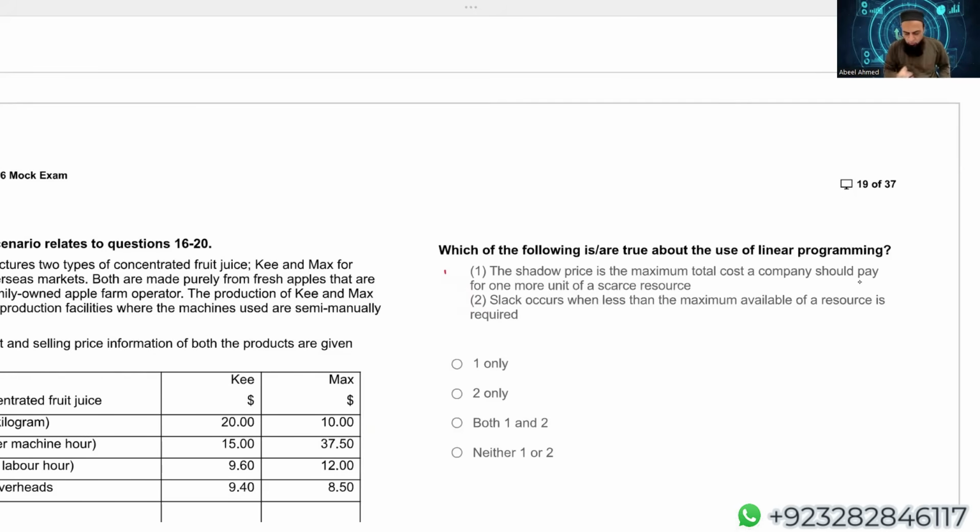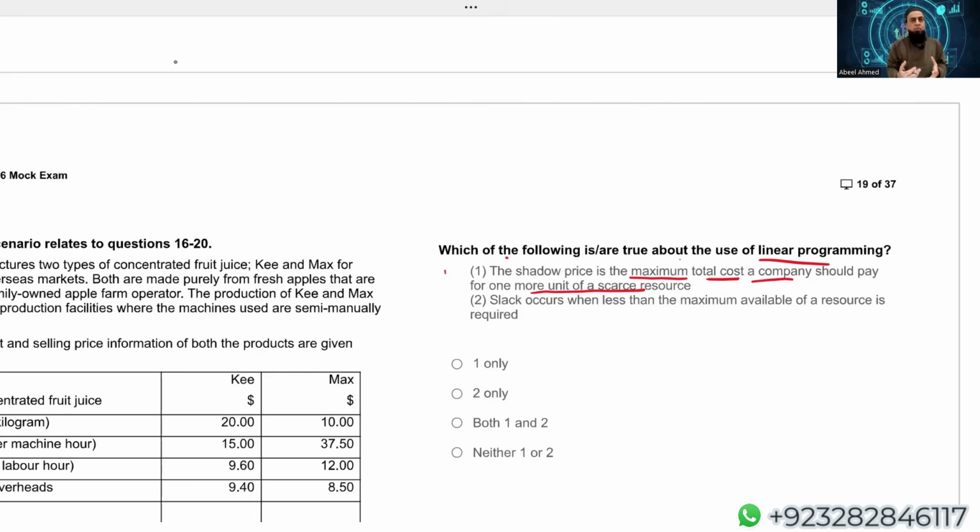Okay, so let's see the next question. Which of the following are true about the use of the shadow price? The shadow price is the maximum total cost a company should pay for one more unit of a scarce resource.